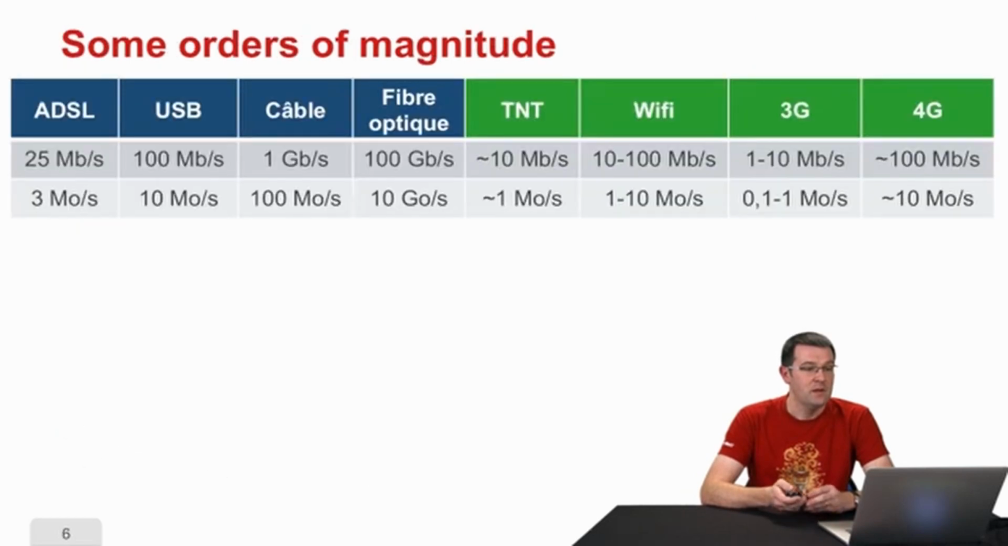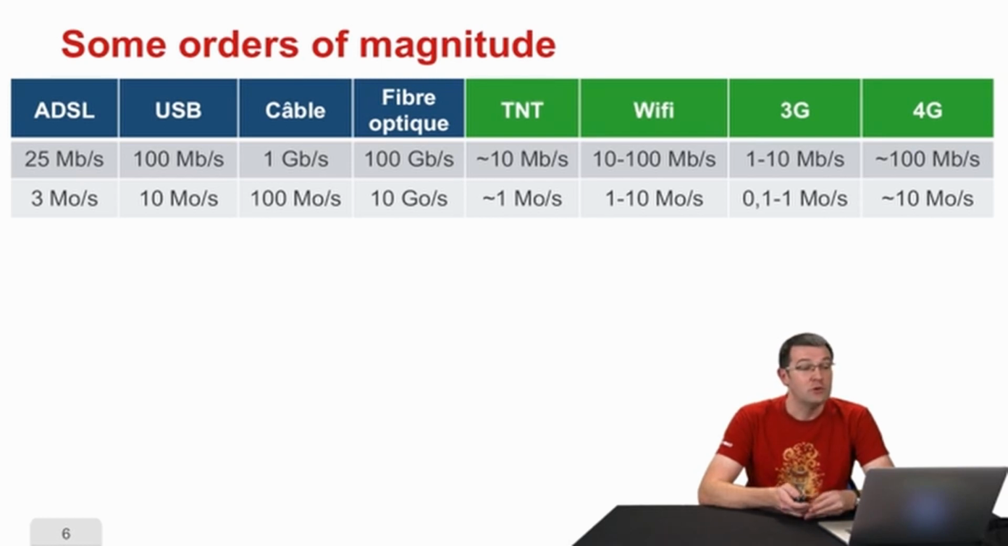To finish, some orders of magnitude. The 4 left columns are about wired technologies, and the green columns on the right are about wireless technologies. We can see there is a huge performance gap. On the first row, that's network performance in megabits per second, and on the second, megabytes per second. There is just a factor 8 difference because 1 byte is made of 8 bits.